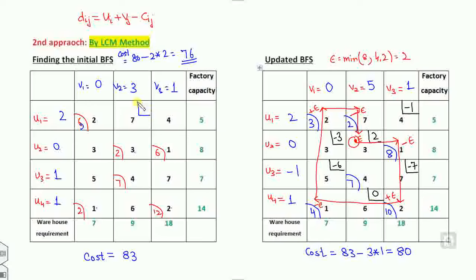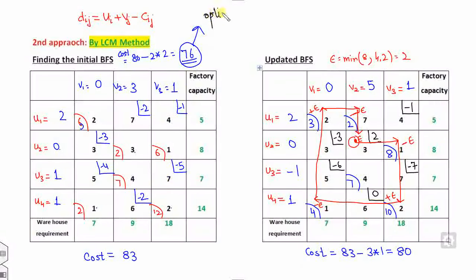So this value comes to be 3 plus 2 minus 7, so it's minus 1. This value is 0 minus 3. Okay, 0 plus 1 minus 4. 1 plus 1 minus 7. And 3 plus 1 is 4, minus 6, minus 2. Now since all values are negative, it means this is my optimal one.